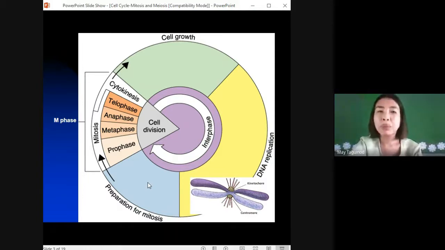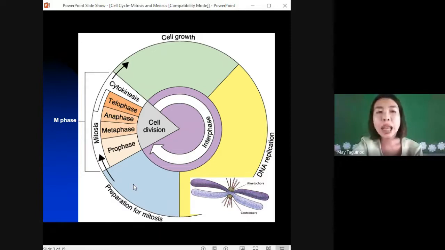The last phase in the interphase is called the G2 phase or the growth 2 phase. It is where the proteins needed for mitosis are produced. In here, the organelles also double and new cytoplasm forms, along with all other structures needed for mitosis.